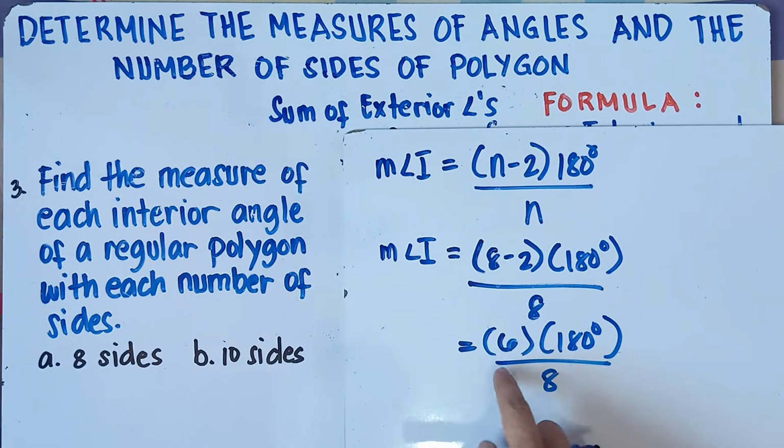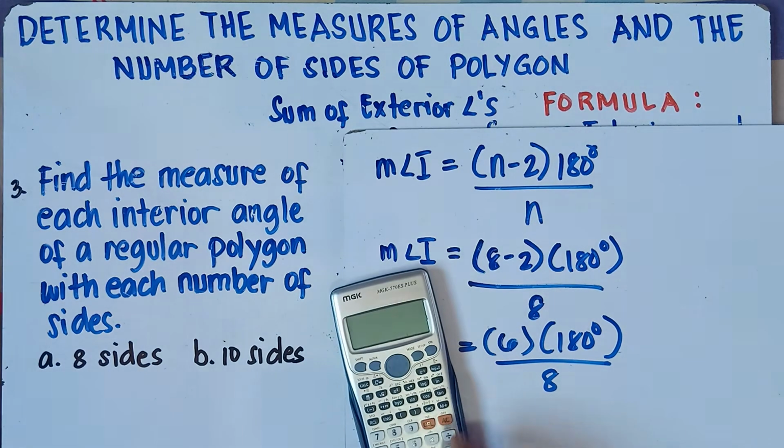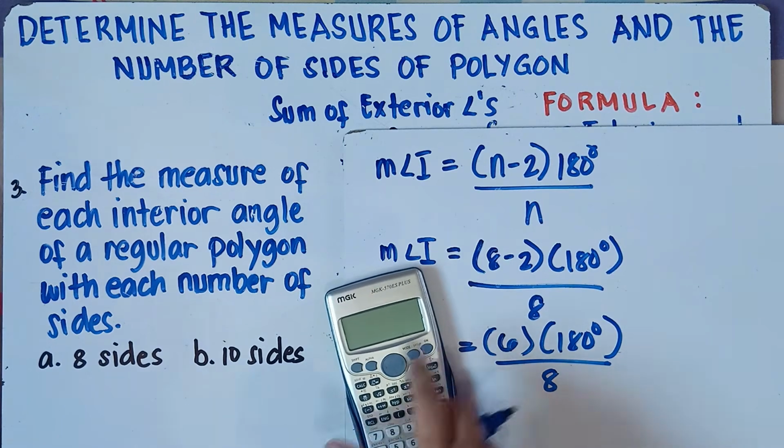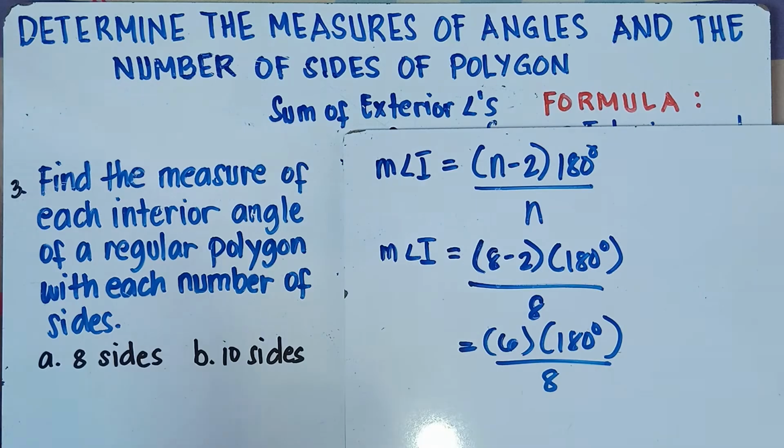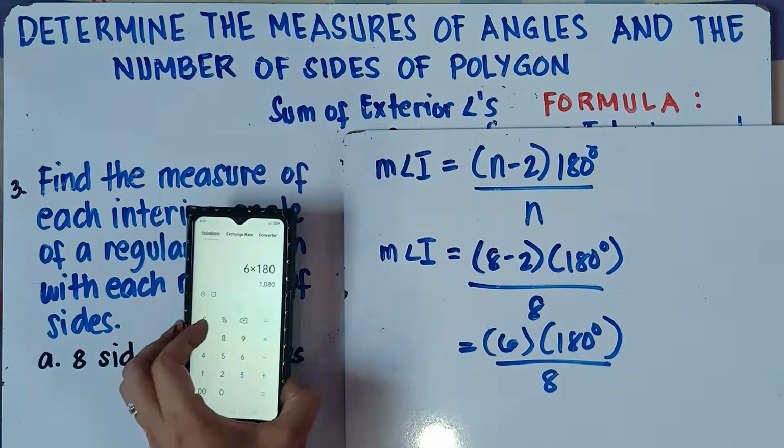So we can just simply multiply this one, and then divide it by 8. My calculator is not working, it's not turning on, so we will be using our cell phone. You can use your cell phone, or if you have your calculator, you can use your calculator.